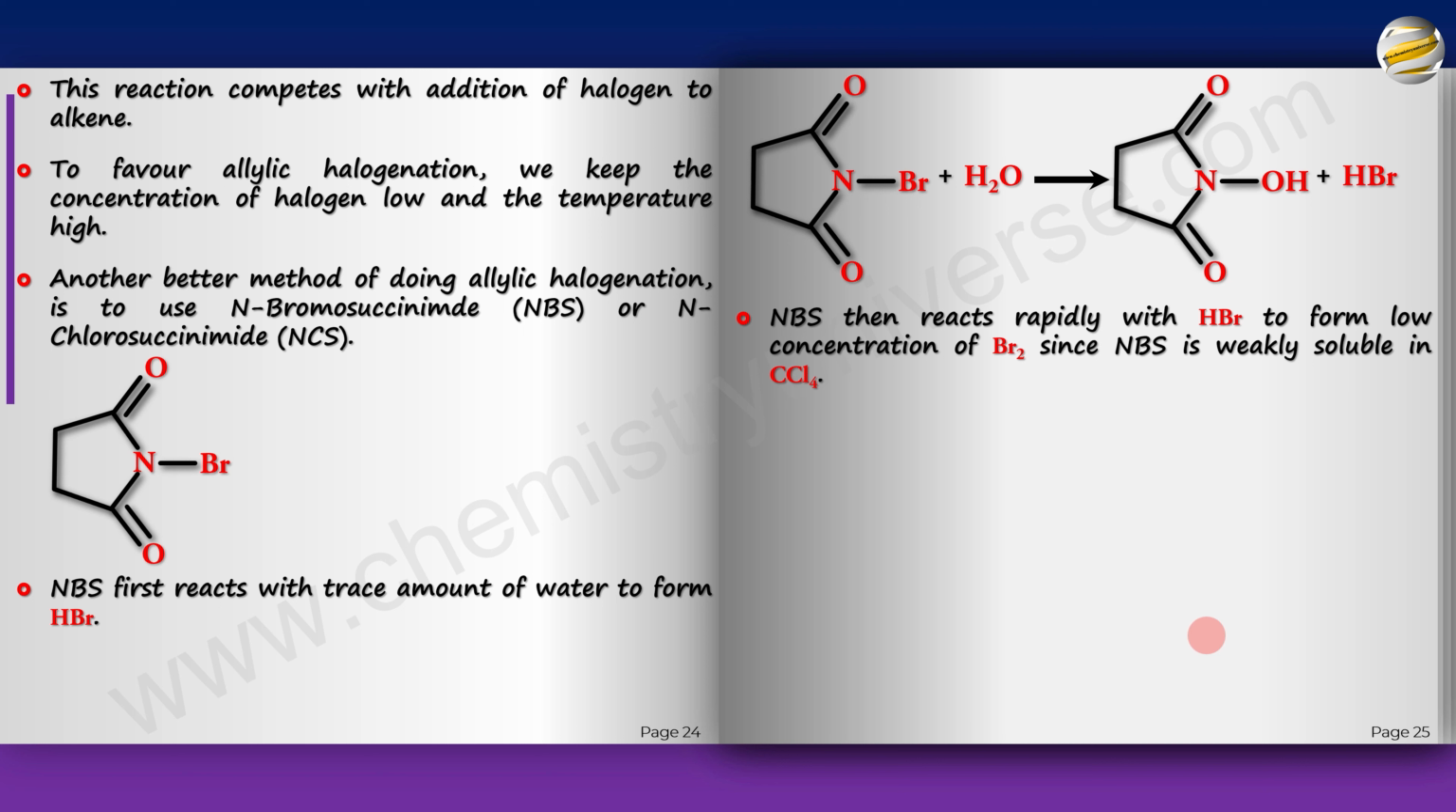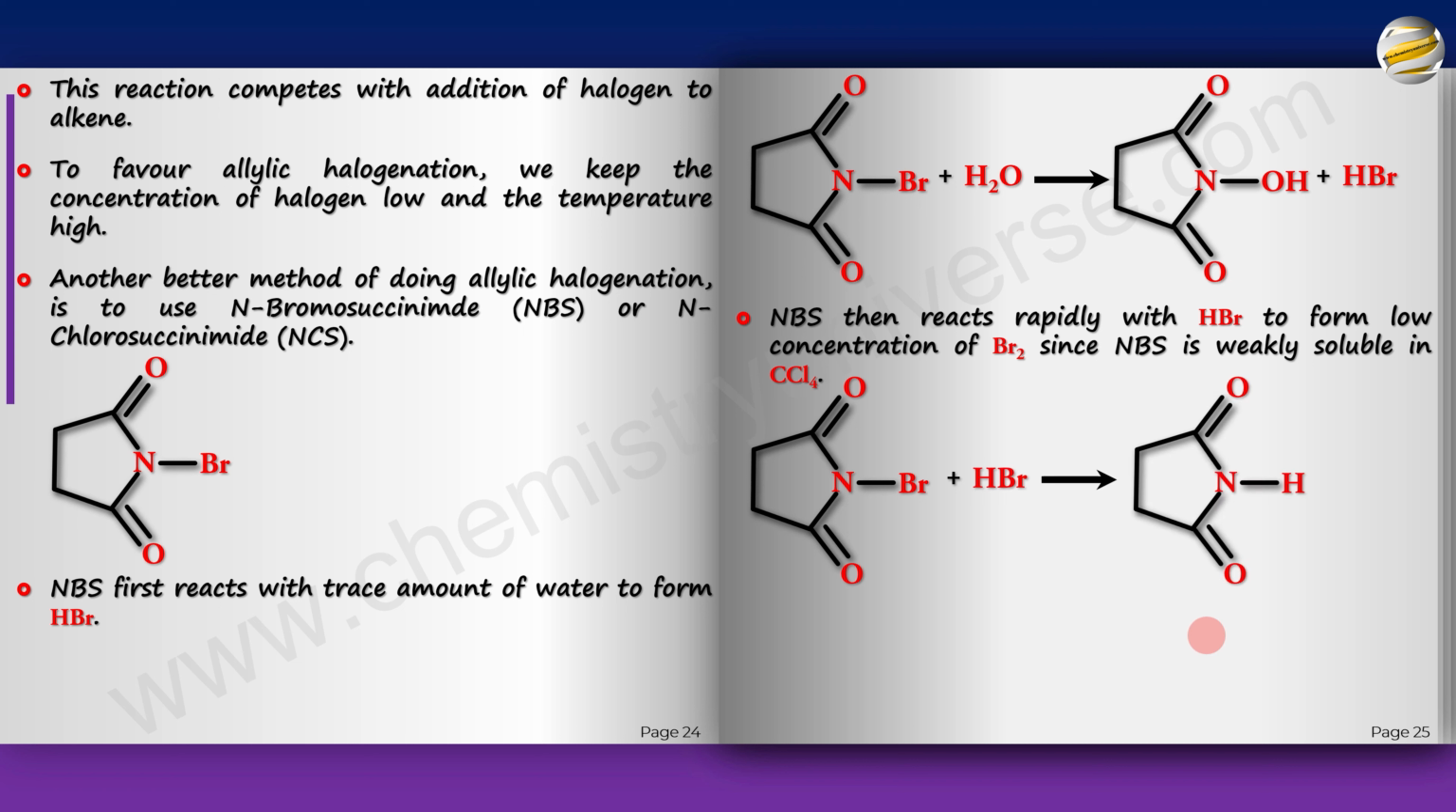In fact, the NBS left will react rapidly with the HBr, which is little of course, to form this one and form Br2. So obviously when this is trace, remember this is trace, and if this is trace, this is also trace. So Br2 automatically comes up in low amount. And a slight amount of heating will produce the radical and make the reaction of allylic halogenation possible.